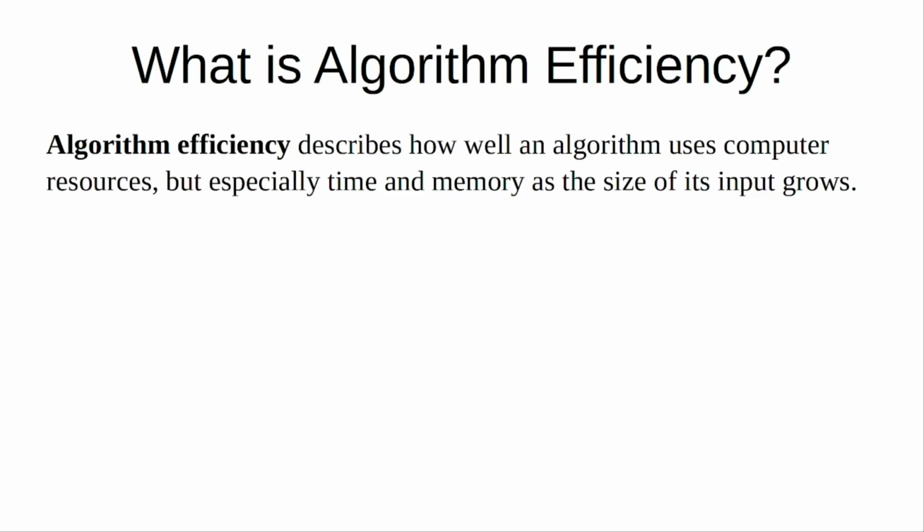So algorithm efficiency explains the big picture. It describes how well an algorithm uses computer resources, especially in terms of time and memory, as the size of its input grows. Efficiency is important because in the real world, we often deal with huge data sets. Think millions of users, think thousands of transactions. An algorithm that works fine on small inputs might slow down drastically. It might even crash the program when you scale up.